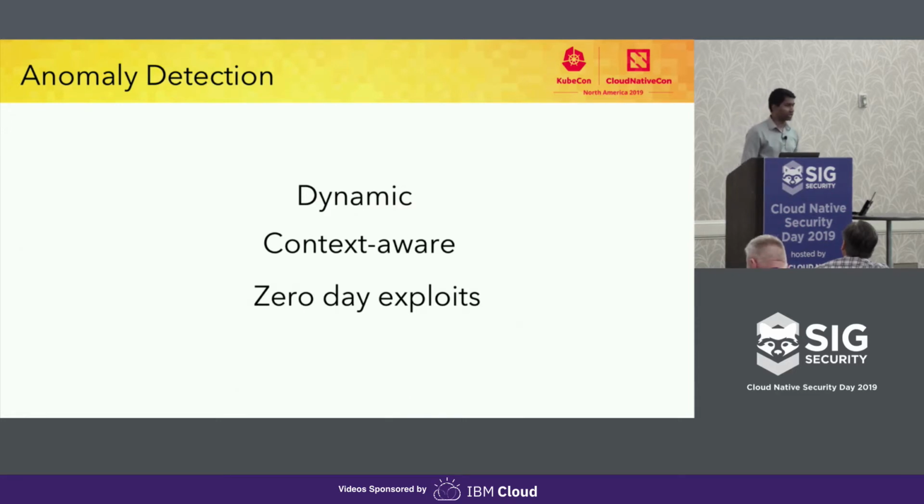And due to this nature, they can easily detect zero-day exploits. Once you know that enough anomaly is seen in the request pattern, you can block it, whether it's a known attack or an unknown attack.